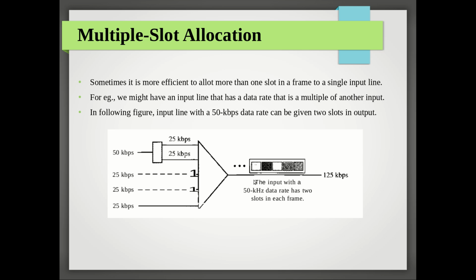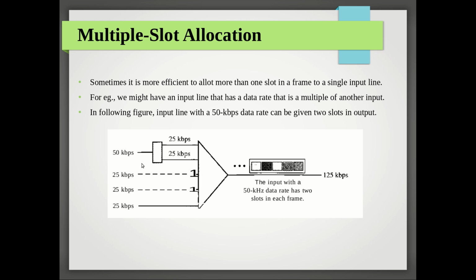outgoing TDM frame there will be a slot for each one. Now if you are allocating like that, that is not a fair way, because all the 3 are having only 25 kilobits per second data rate, but this one has 2 times that. So what we can do is, in the outgoing frame you can allot 2 slots for input line 1 and one slot for each of the remaining 3 input lines.